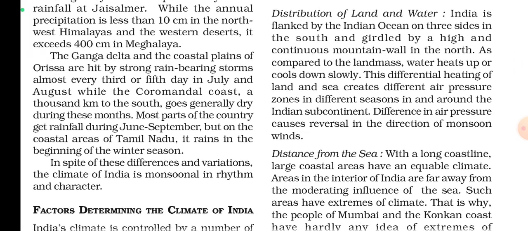Distribution of land and water. India is flanked by the Indian Ocean on three sides in the south and girdled by a high and continuous mountain wall in the north. As compared to the landmass, water heats up or cools down slowly. This differential heating of land and sea creates different air pressure zones in different seasons in and around the Indian subcontinent. Difference in air pressure causes reversal in the direction of monsoon winds.